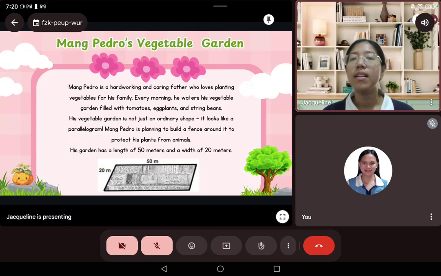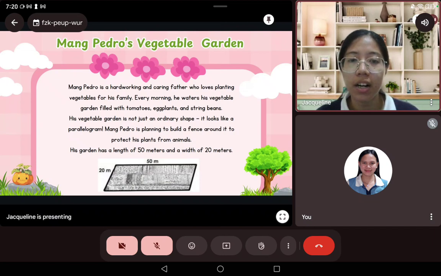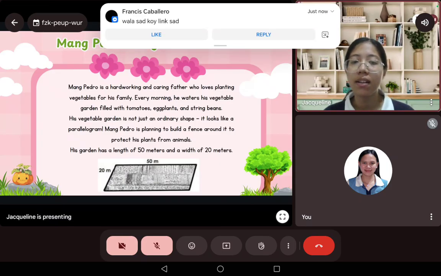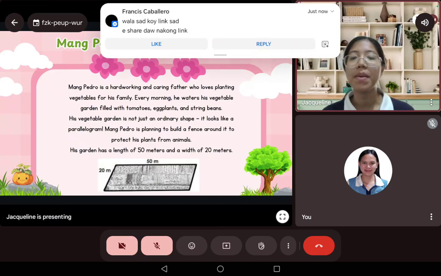Mang Pedro's vegetable garden. Mang Pedro is a hardworking and caring father who loves planting vegetables for his family. Every morning, he waters his vegetable garden filled with tomatoes, eggplants, and string beans. His vegetable garden is not just an ordinary shape. It looks like a parallelogram. Mang Pedro is planning to build a fence around it to protect his plants from animals. His garden has a length of 50 meters and a width of 20 meters.